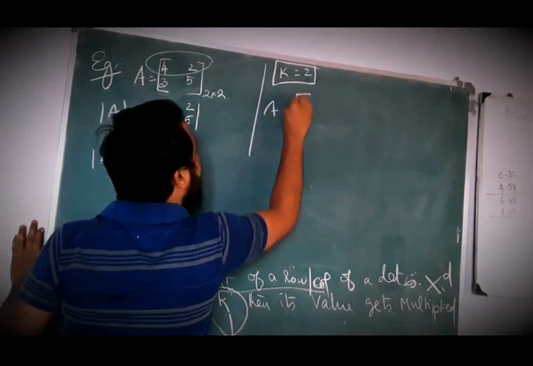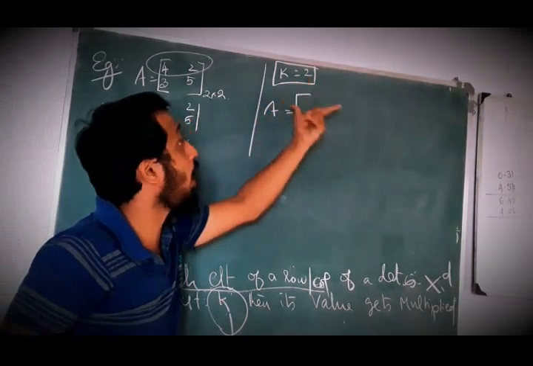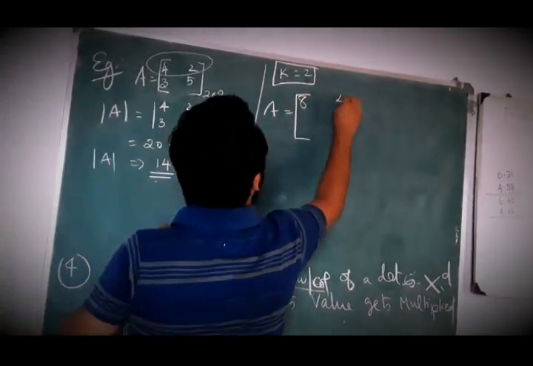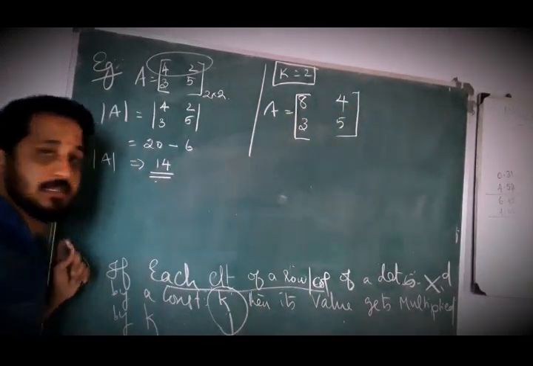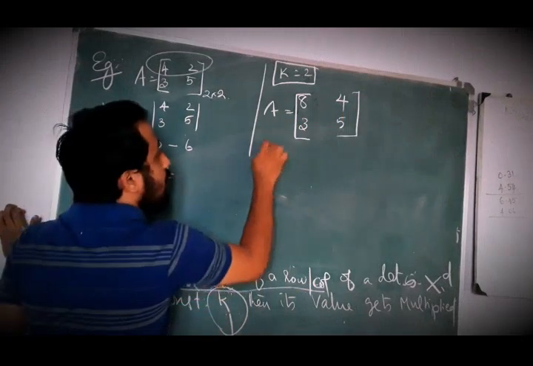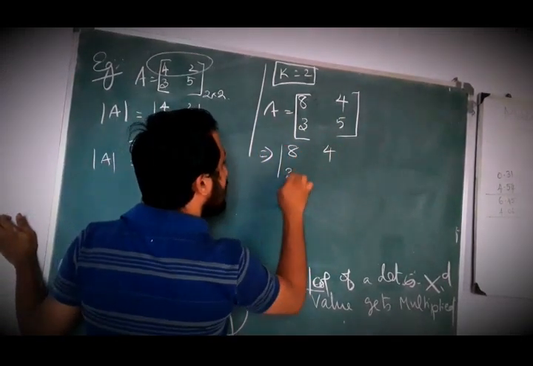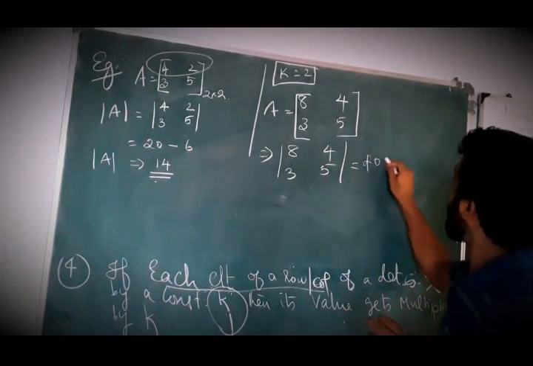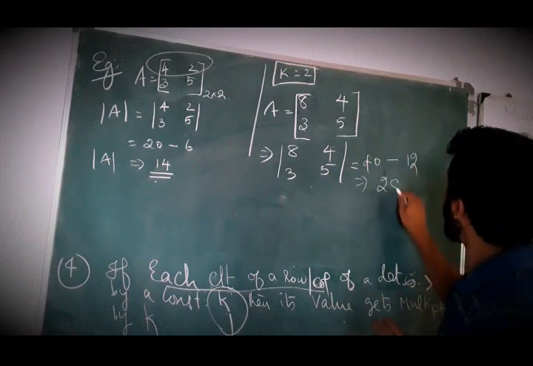So you will get the matrix A after multiplying the first row by 2. That is, 2 4s are 8, 2 2s are 4, then the remaining as it is. Now find the value of the determinant. So determinant A, 4, 3, 5. What is the determinant value? 5 8s are 40 minus 4 3s are 12. 40 minus 12 is 28.